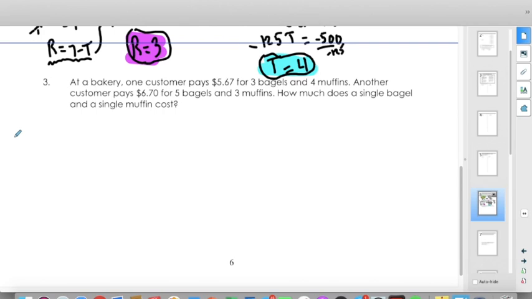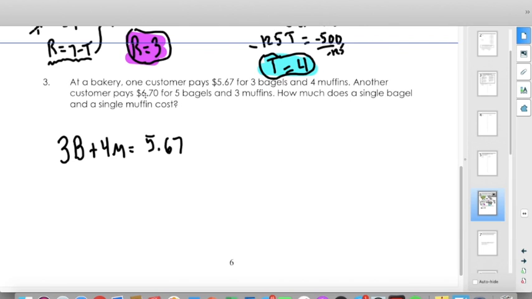Number 3. At a bakery, one customer pays $5.67 for 3 bagels and 4 muffins. Okay, I love questions like this because it's straightforward and simple. 3 bagels, 4 muffins cost $5.67. That's such an easy setup. 3B plus 4M equals 567.